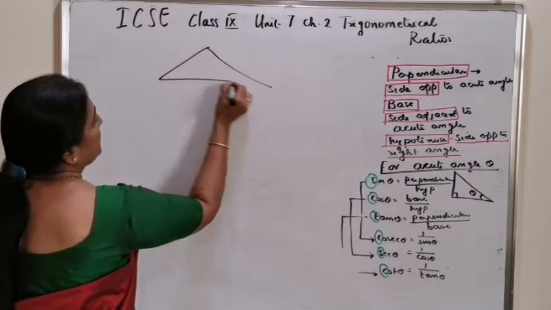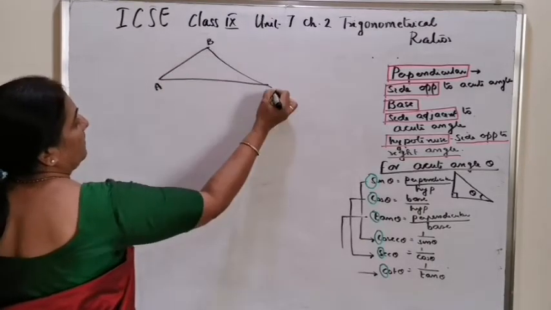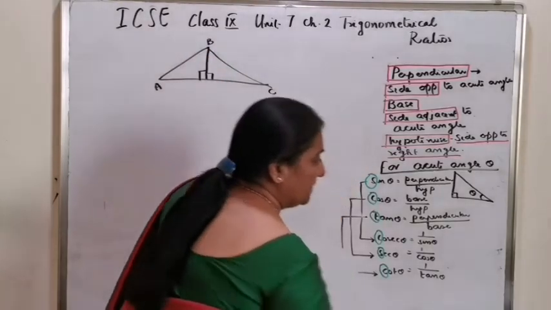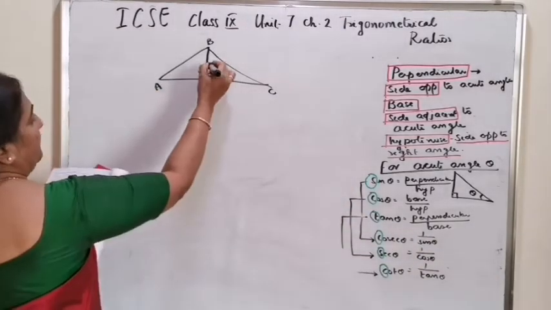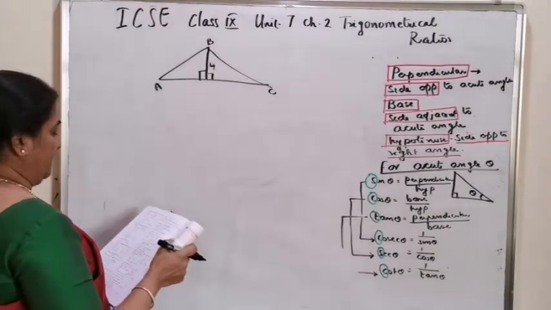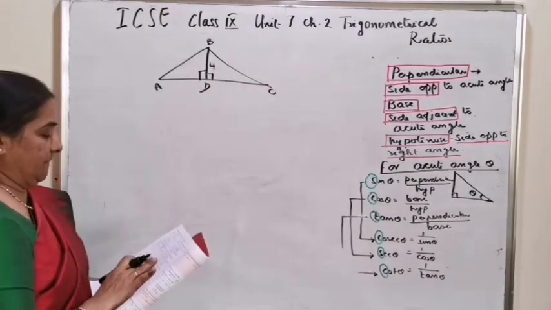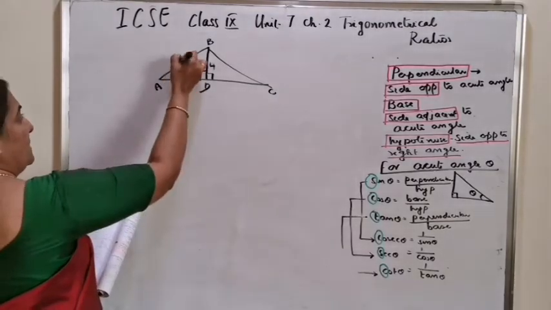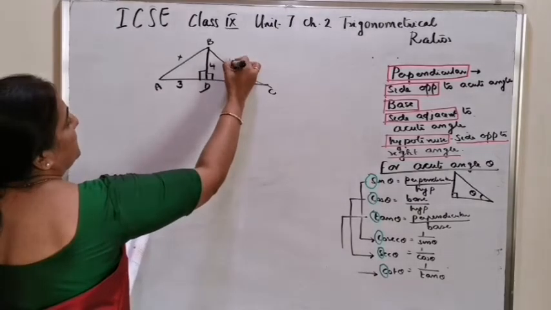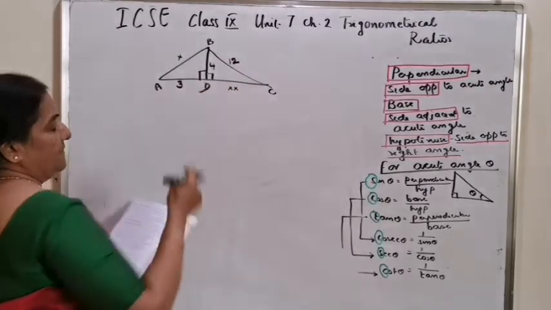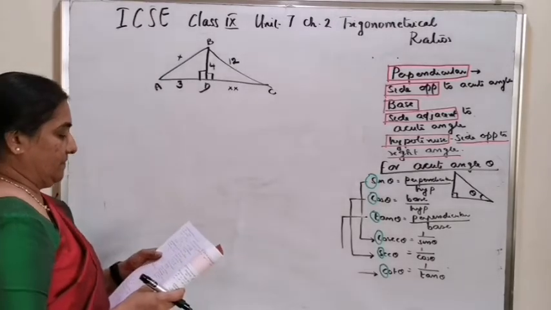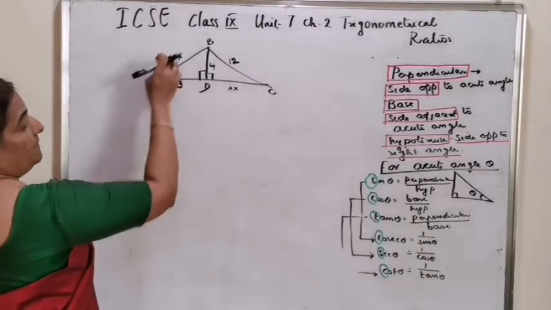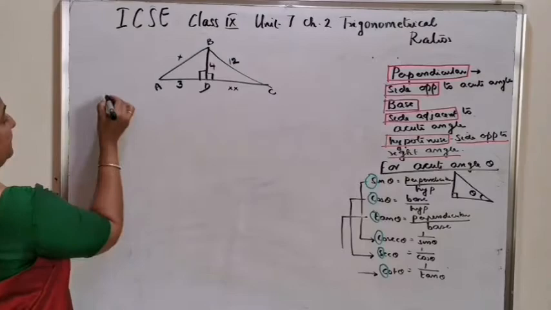Triangle ABC is given, but one measure is not given. The perpendicular is 4. Let's give this letter as D. This measure is 3. So first of all, we can find out this measure. Then this measure is given as 12. You can get the CD measure too. So our first step is to get the value of AB and the value of CD.